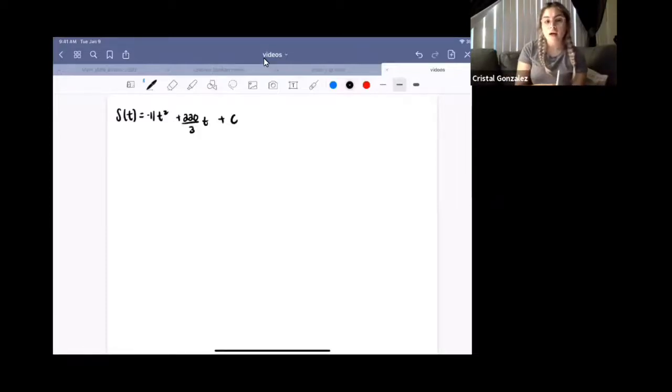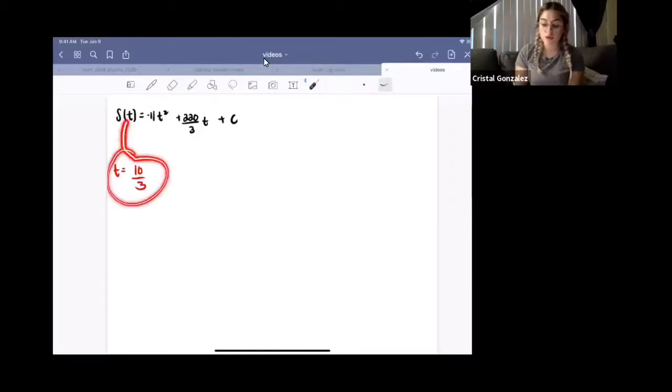Okay. But now we know that we're eventually going to need to plug in the fact that t is equal to 10 over 3 into our function. But the thing is, if we do that now, that's not really going to help because look at this. Then we're going to vary by c. So we actually need to find this c before we plug that in. So how do we find this c?